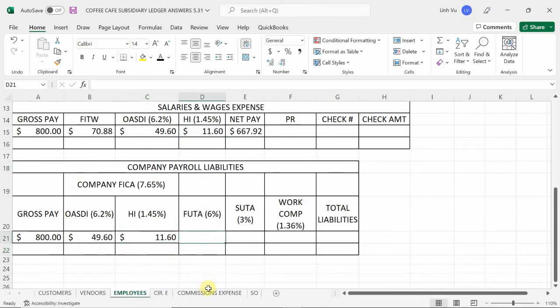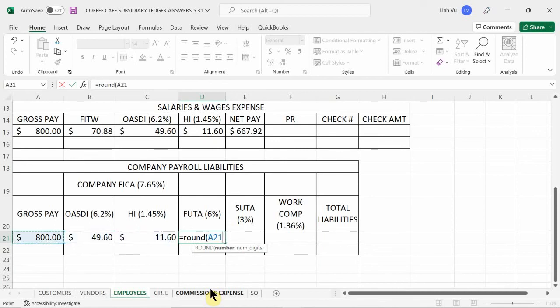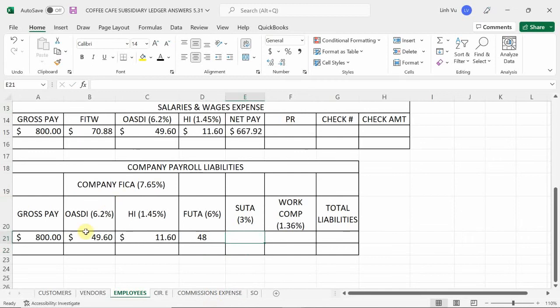Now, what about FUTA? FUTA is the federal unemployment tax. What percentage is the company subject to have to pay into? It says right here 6%. 6% of gross pay. So in this case, what is 6% of $800? This one should be straightforward. It should be $48.